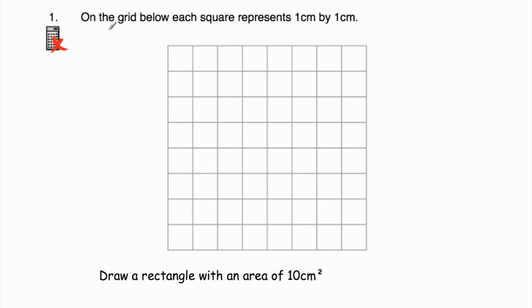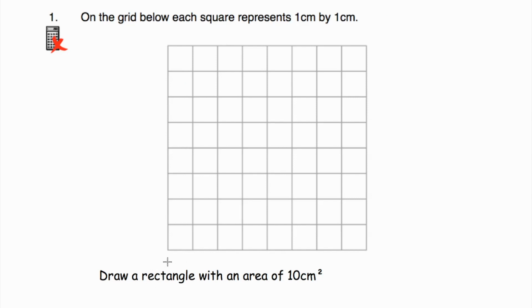So let's have a look at question number 1. On the grid below, each square represents 1 centimetre by 1 centimetre, and we've been asked to draw a rectangle with area 10 centimetres squared. Well, if each square has a length of 1 centimetre and a width of 1 centimetre, each square has an area of 1 centimetre squared. So we just need to draw a rectangle which has got 10 squares inside of it. Then that would have an area of 10 centimetres squared. So get your ruler and pencil.